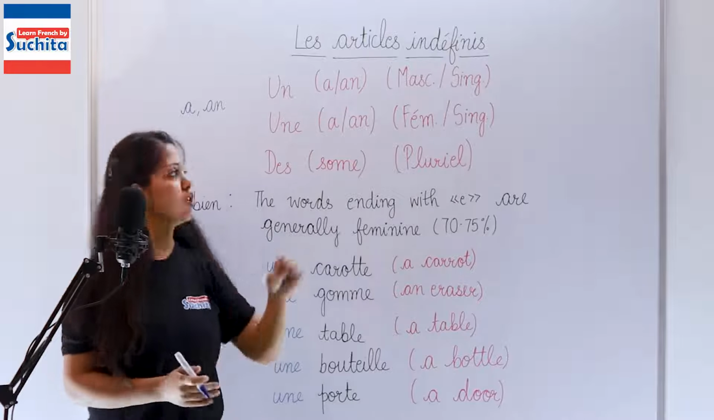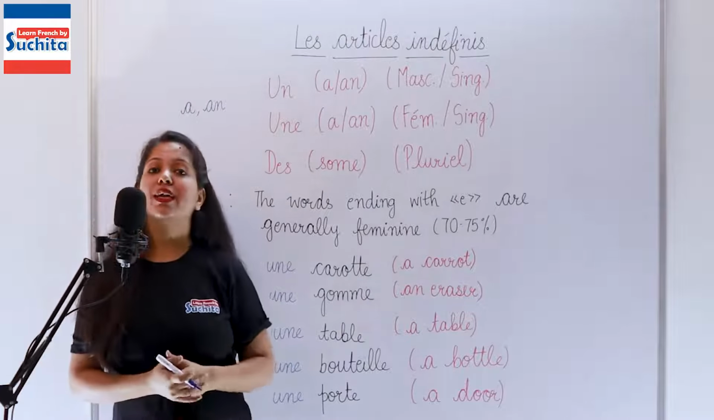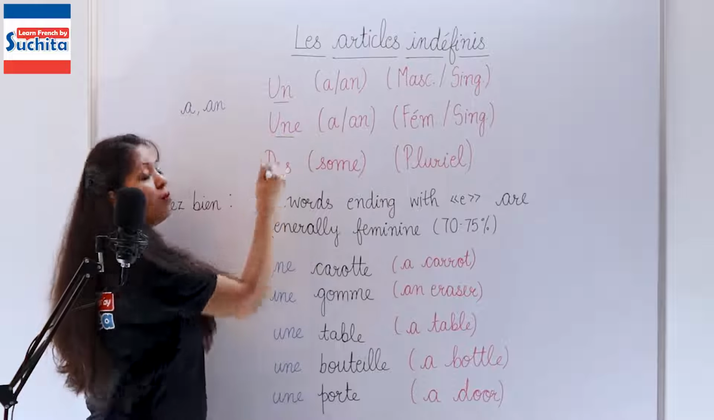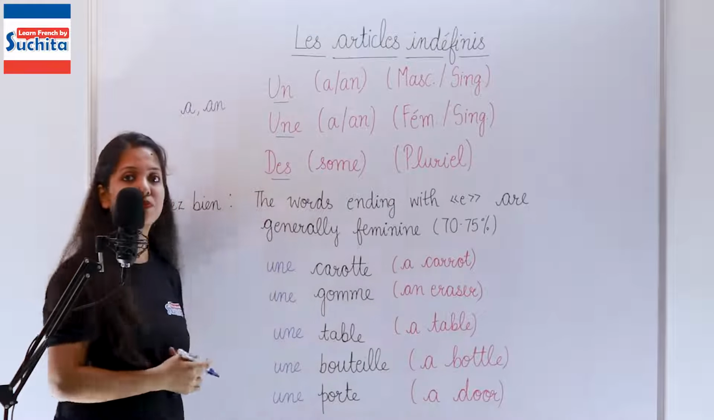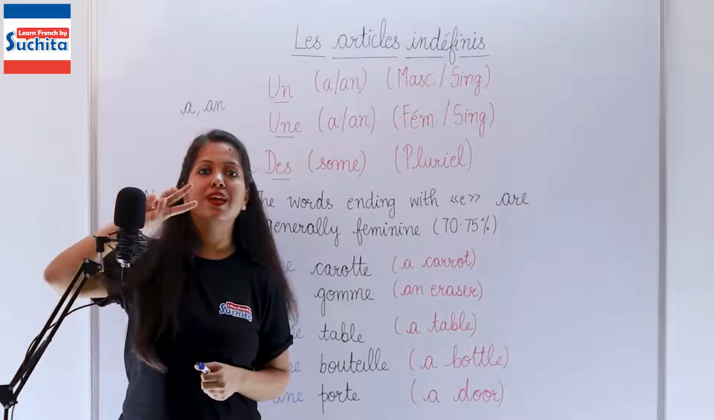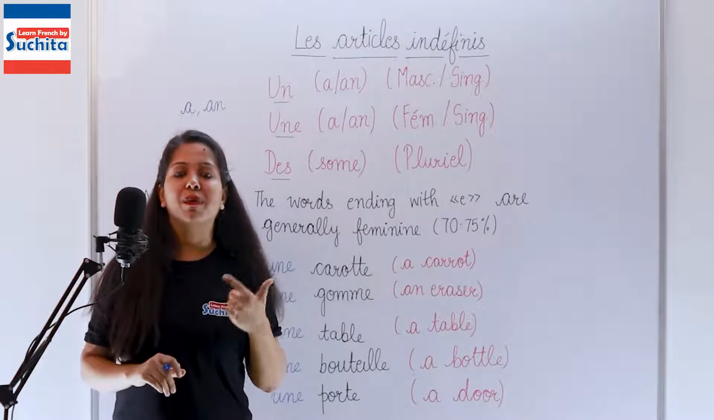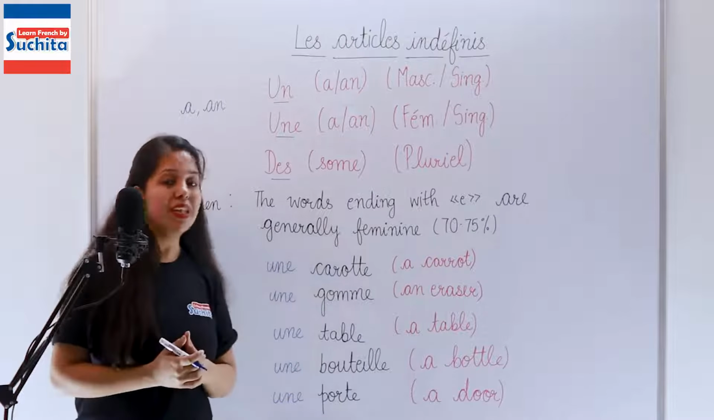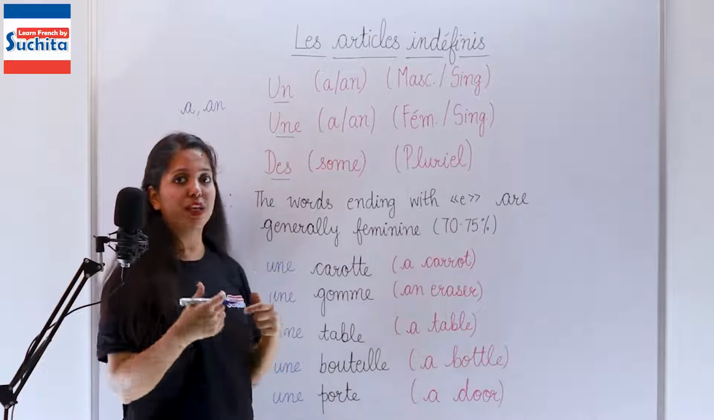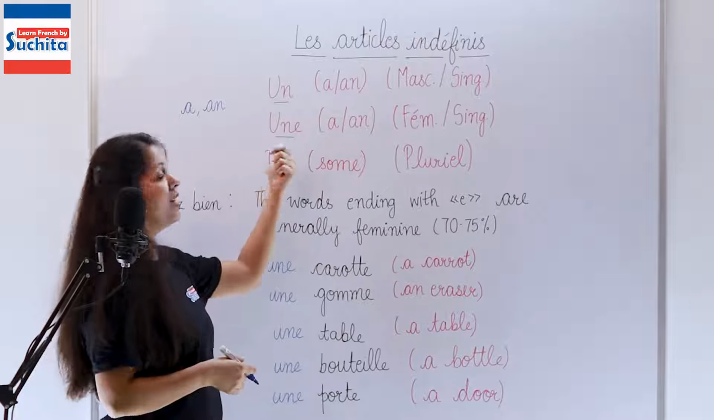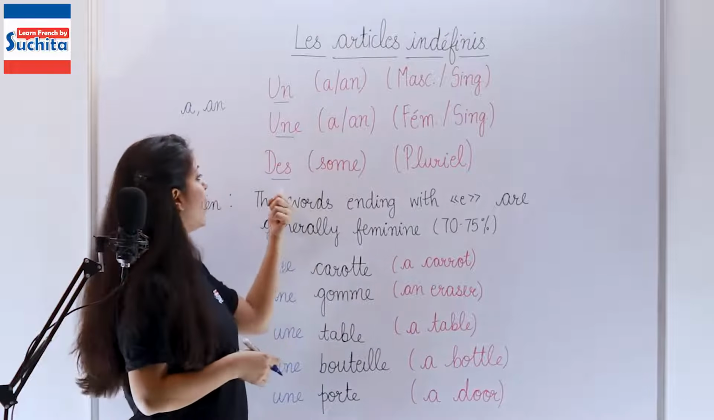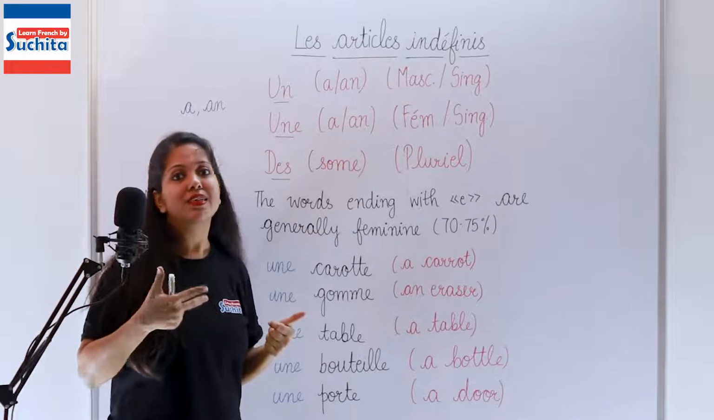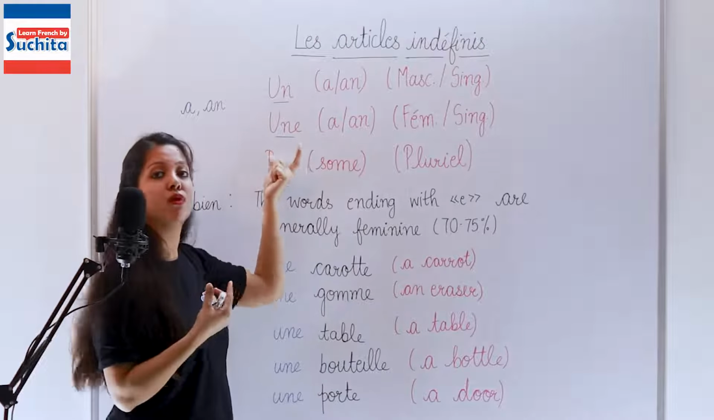As mentioned on the board, there are 3 indefinite articles in French. First one being un, une, des. Un, une, des. Répète. Now, the meaning in English: un can mean a or an, une can mean a or an, and des means some. Un, une, des. It has a little typical pronunciation, une.